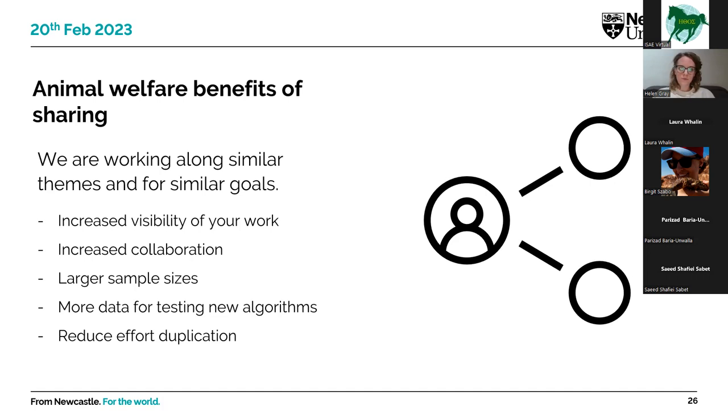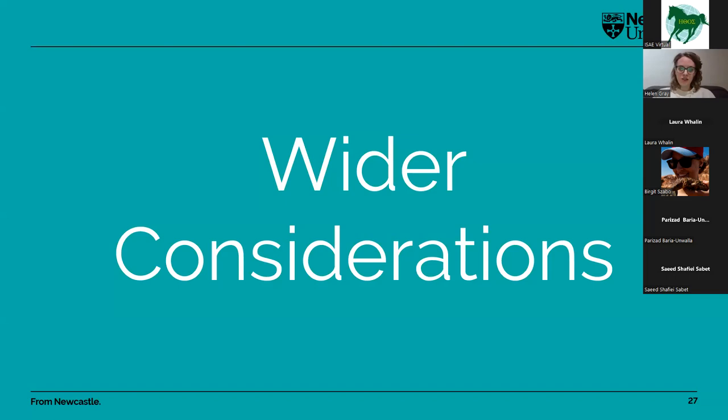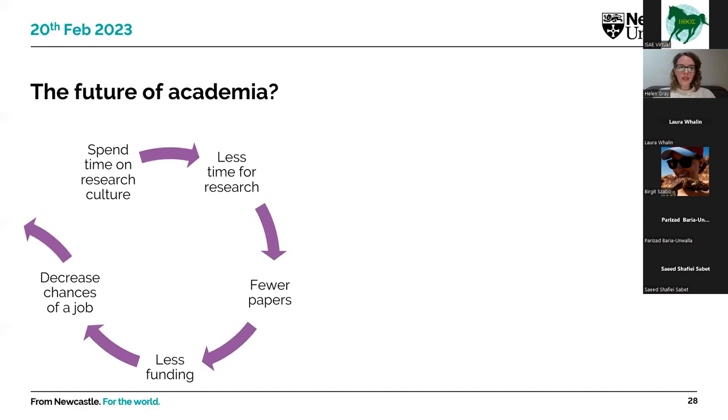So I just want to finish with some wider considerations of open research, thinking about what the future of academia looks like. This is how I currently see academia. This is very much a personal opinion, but if we spend time on research culture, such as open research practices, we have less time for research, we have fewer papers, we get less funding, we decrease our chances of a permanent job, and we leave the system. I've seen this happen time and time again to researchers.